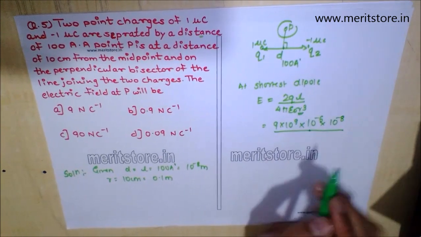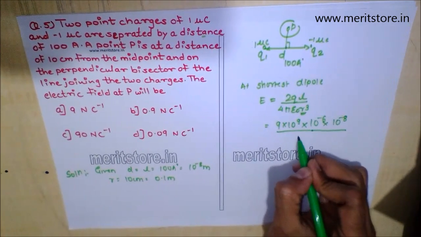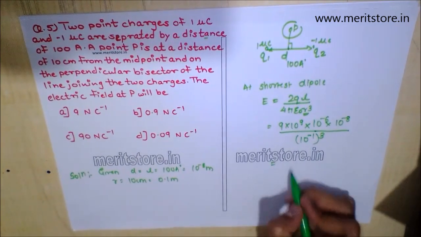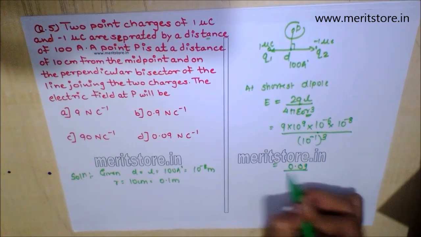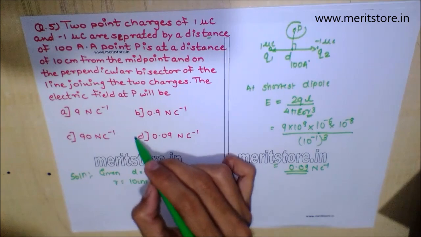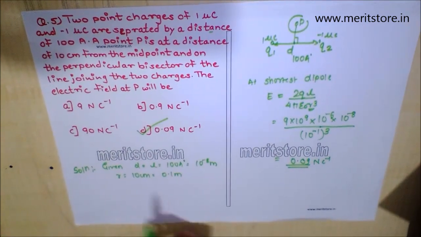Also we come with the radius, that is 10 raised to minus 1 cube, that is in meters. So solving the entire thing gives you 0.099 Newton Coulomb inverse. So your answer is 0.09 Newton Coulomb inverse.